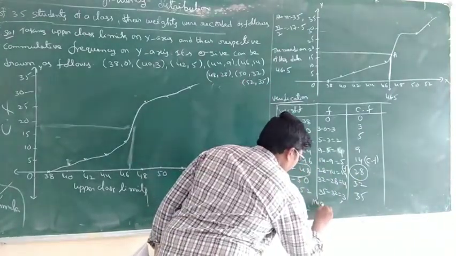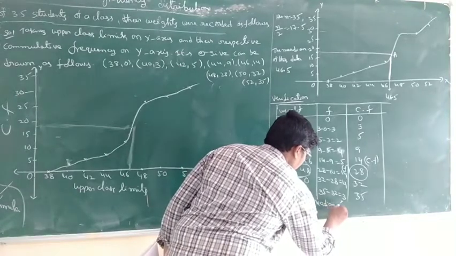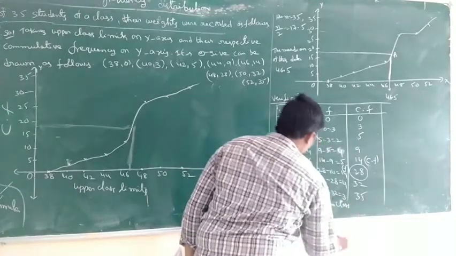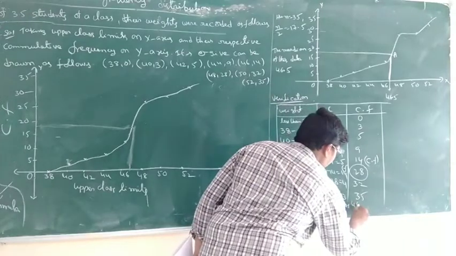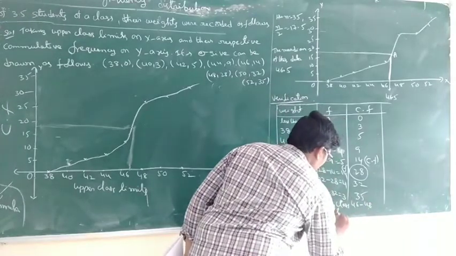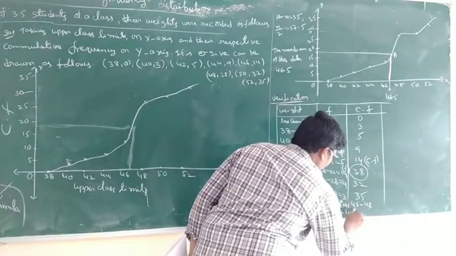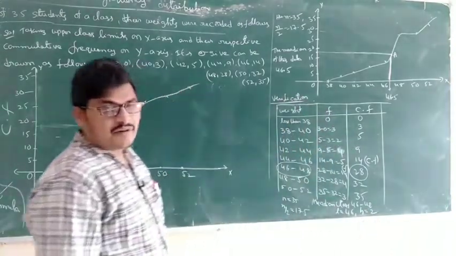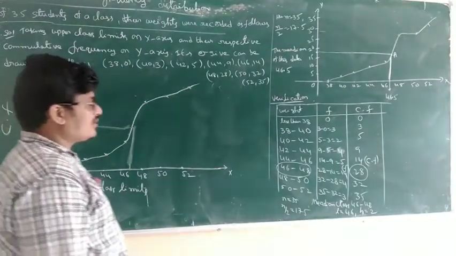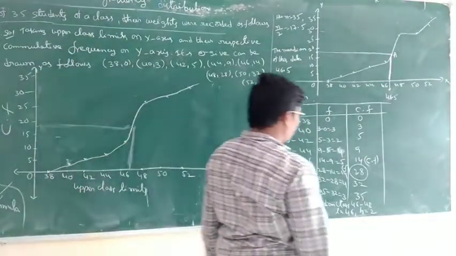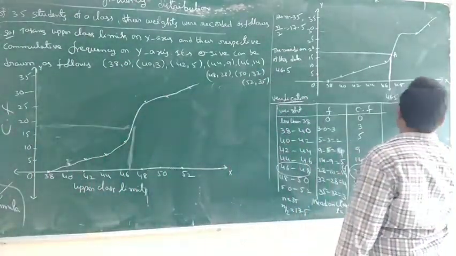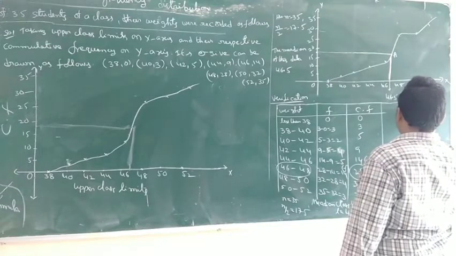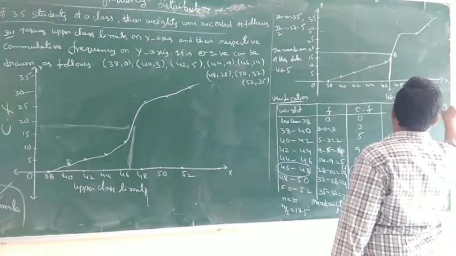So the median class is equal to 46 to 48. Here L is equal to 46, h is equal to 2. h means difference. h is equal to 2, and f is equal to 14, cf is also 14.